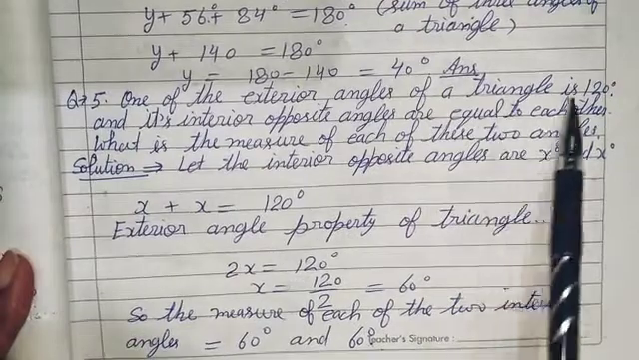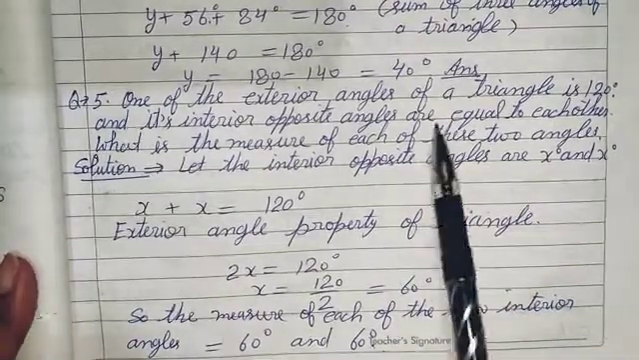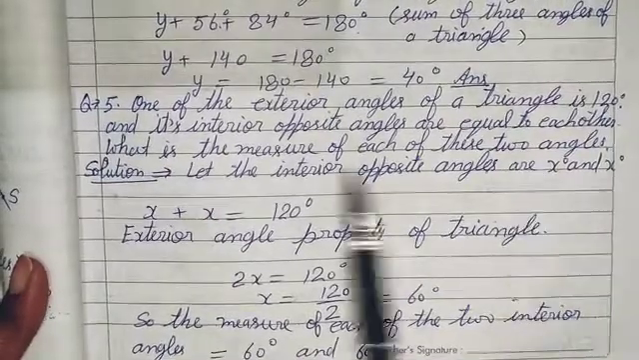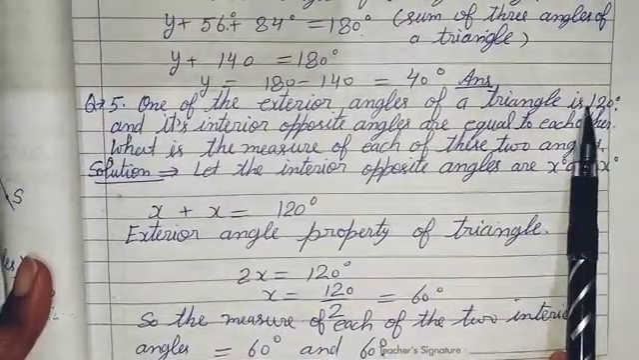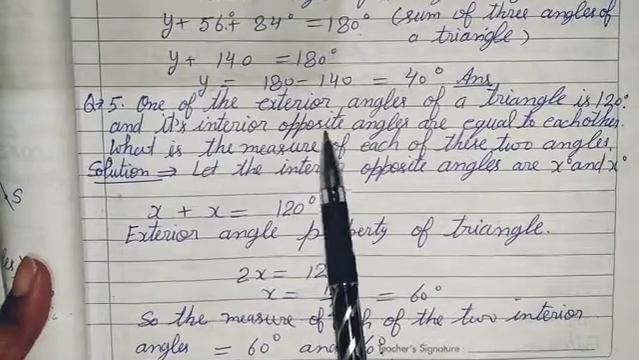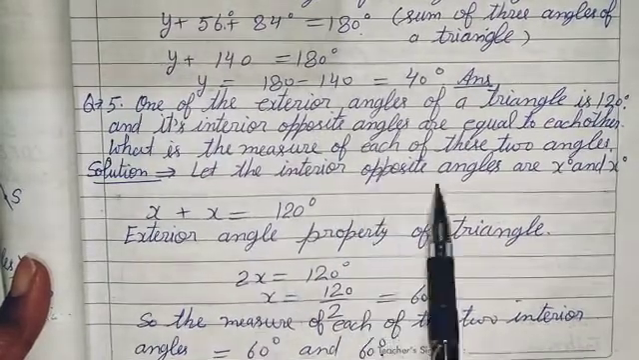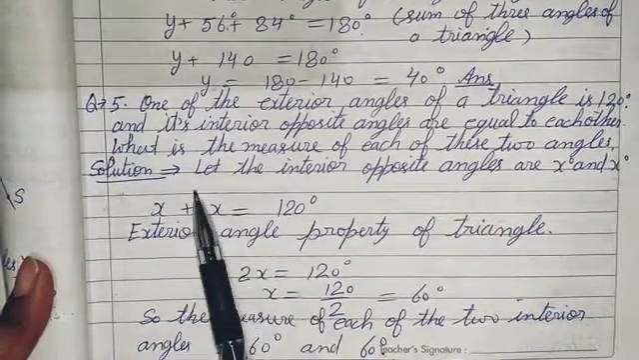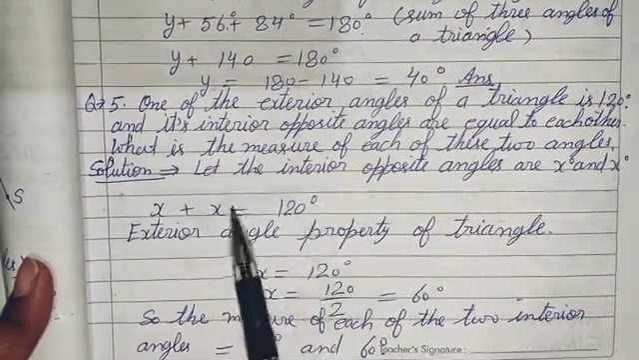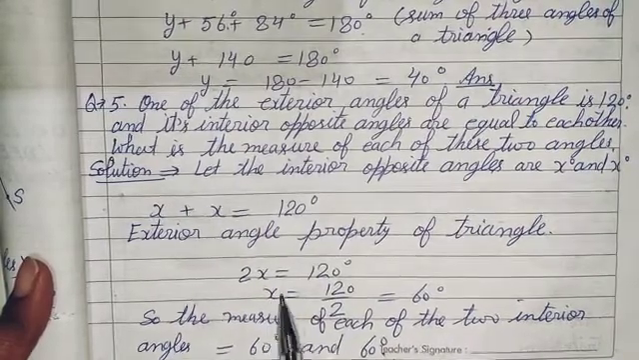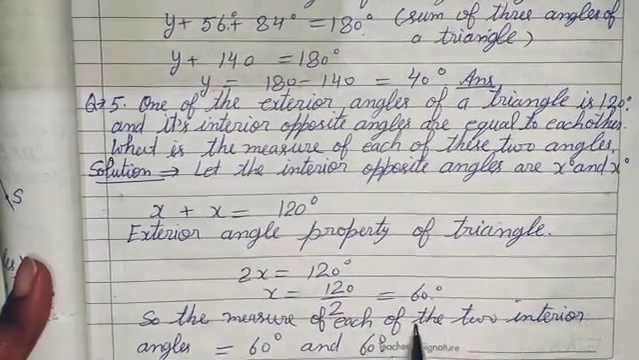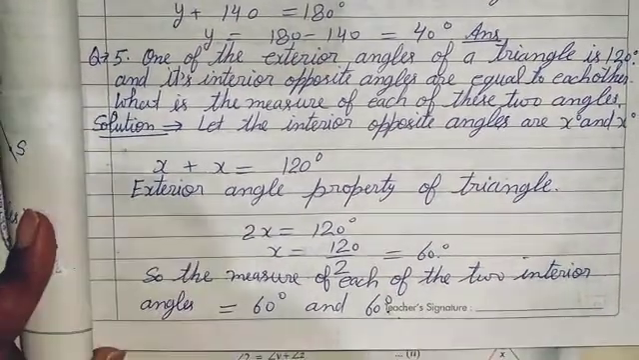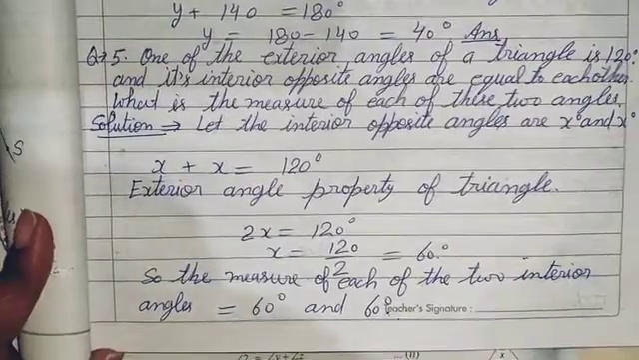One of the exterior angles of a triangle is 120 degrees and its interior opposite angles are equal to each other. What is the measure of each of these two angles? Both the angles are x and x. So x plus x equals 120, because these are the interior opposite angles and this is the exterior angle. By using the exterior angle property, we get x equals 60. So the equal angles of the triangle are 60 and 60 degrees.